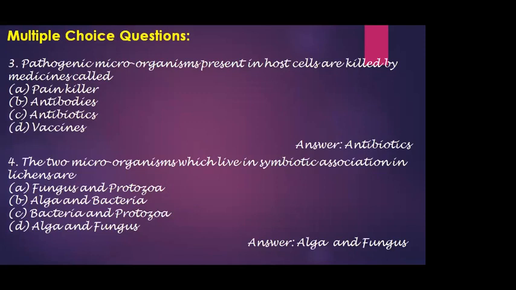Fourth question. The two microorganisms which live in symbiotic association in lichens are fungus and protozoa, alga and bacteria, bacteria and protozoa, alga and fungus. The correct answer is alga and fungus. Lichen is an association between a fungal and an algal species. It is a mutually beneficial association where algae provide food to the fungus and in return get shelter, water and minerals from it.